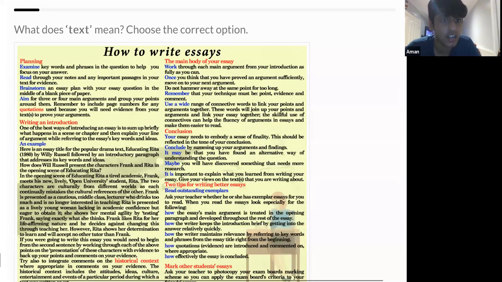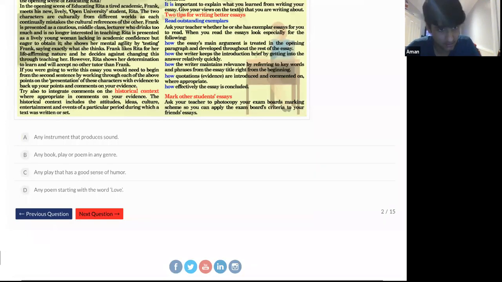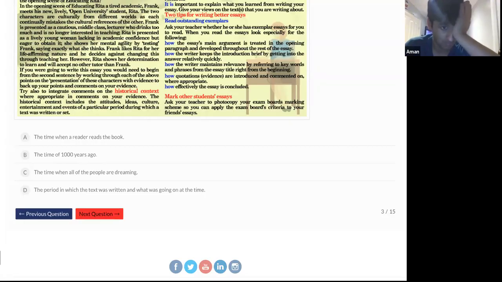I can't see. What does text mean? Choose the correct option. Any would be any book, play, or poem in any genre. Yeah, so a text will mean any book, any play, or any poem in any genre. That's what the meaning of text is. Thanks, Aman. Okay. I'll come back to you afterwards, and just hang around at the end of the lesson. I just want to have a quick chat with you.